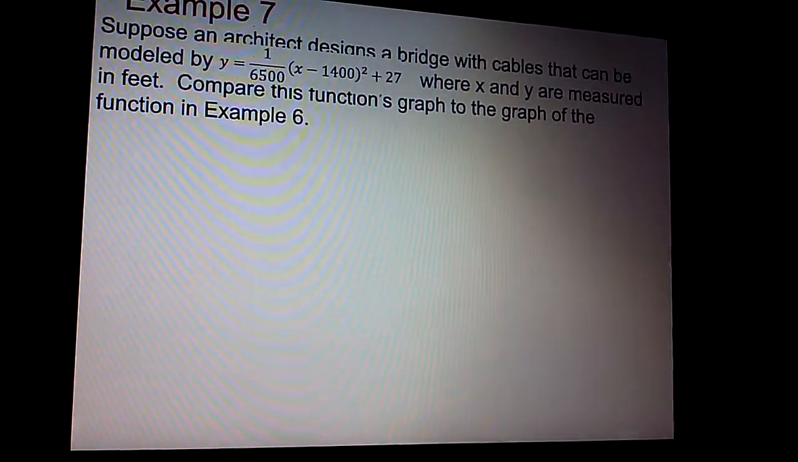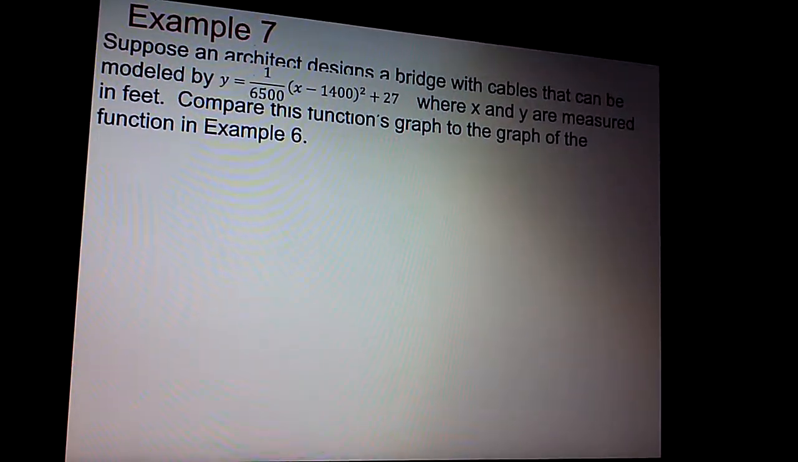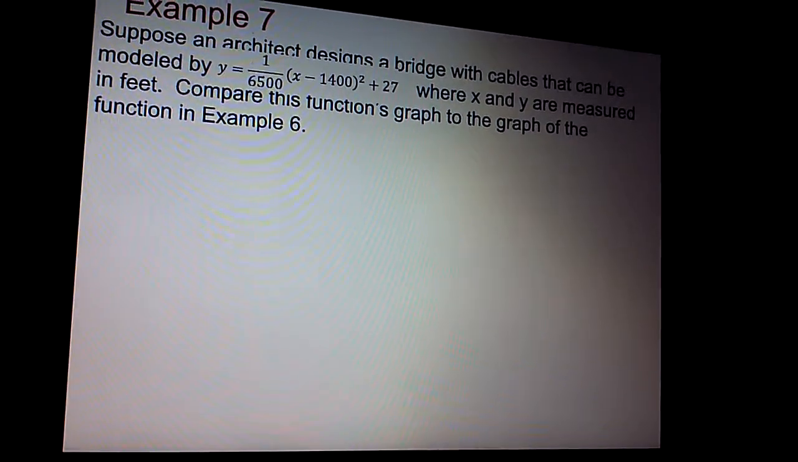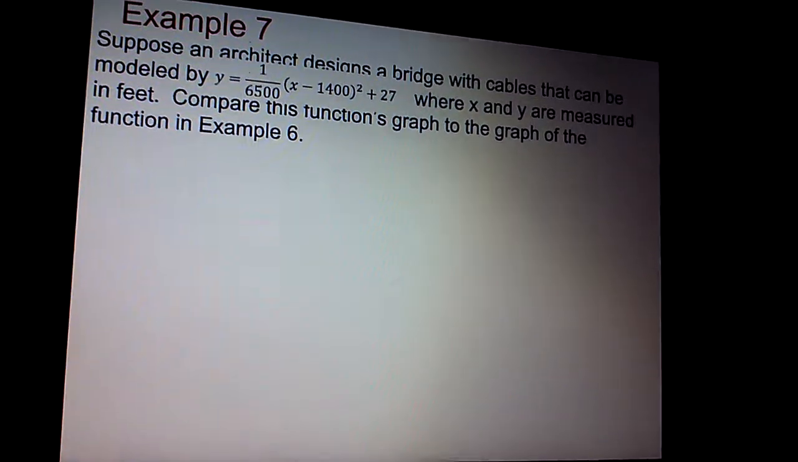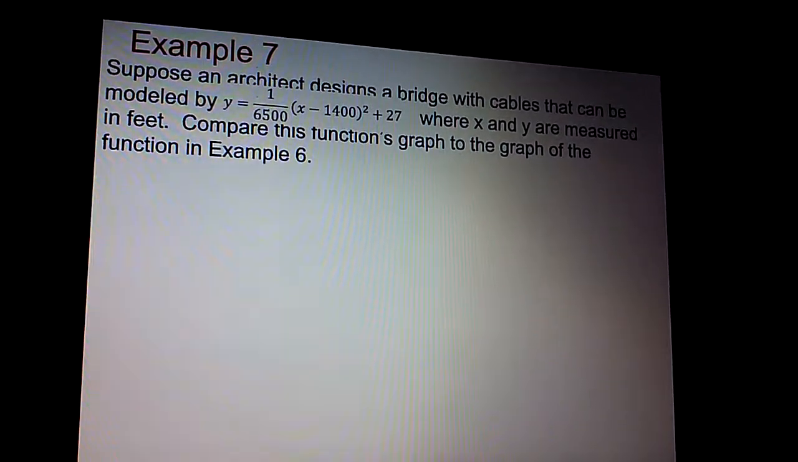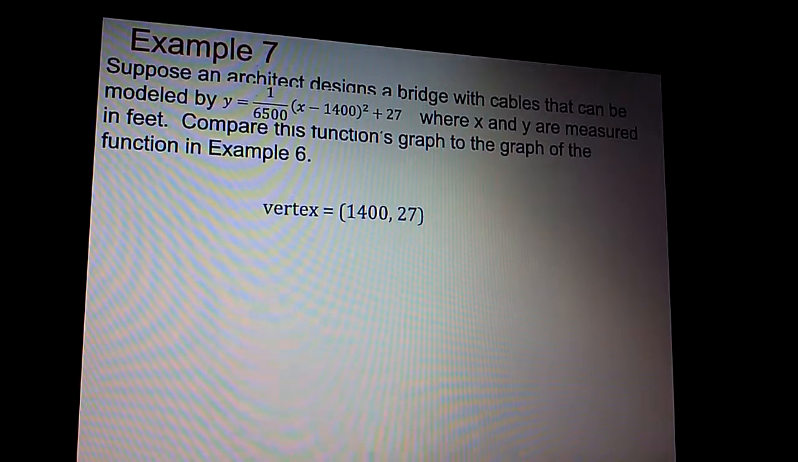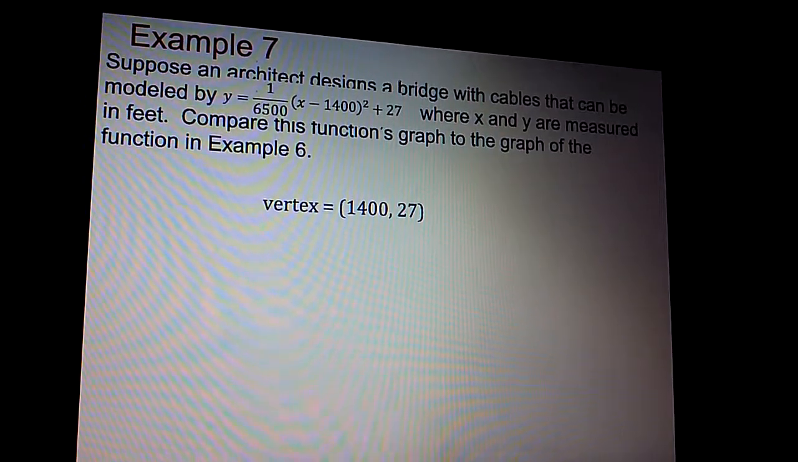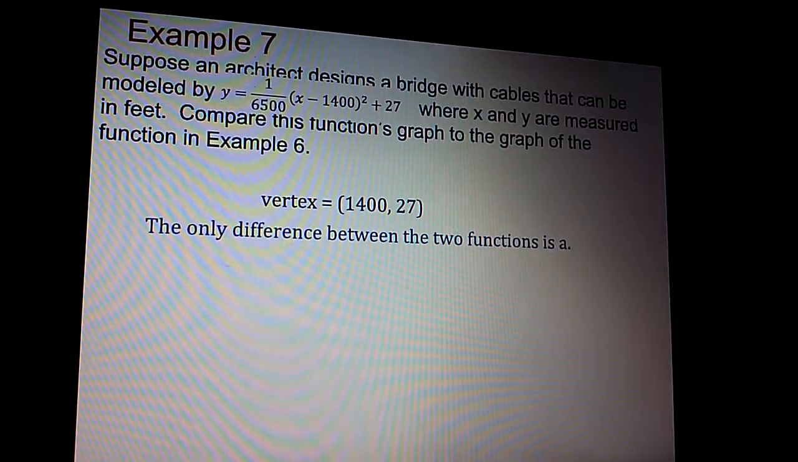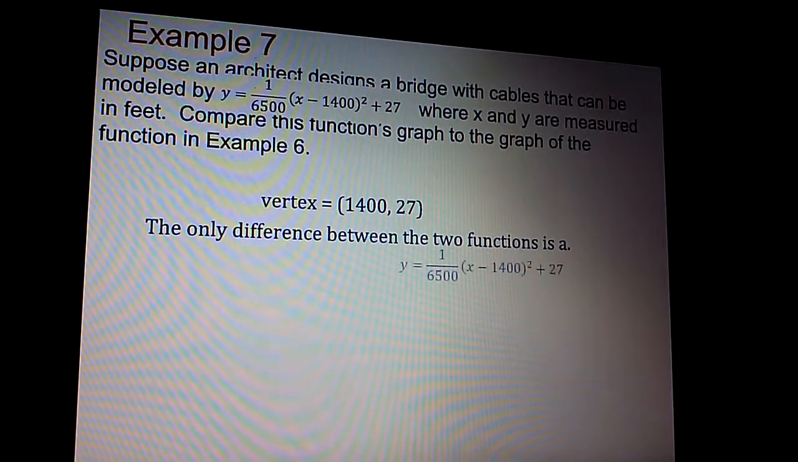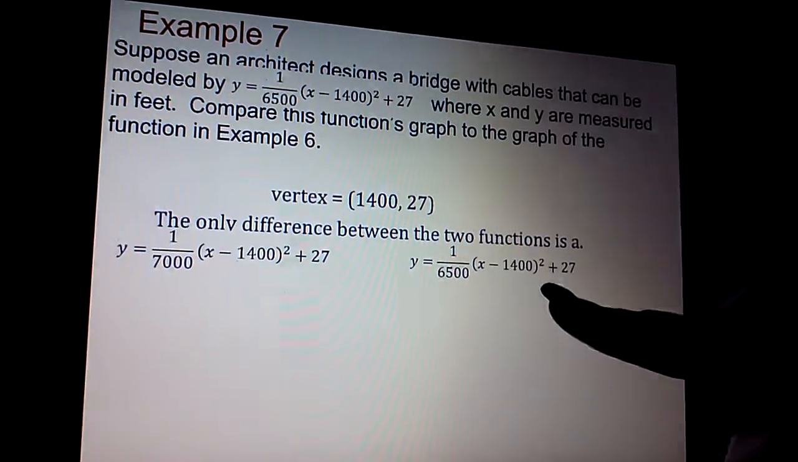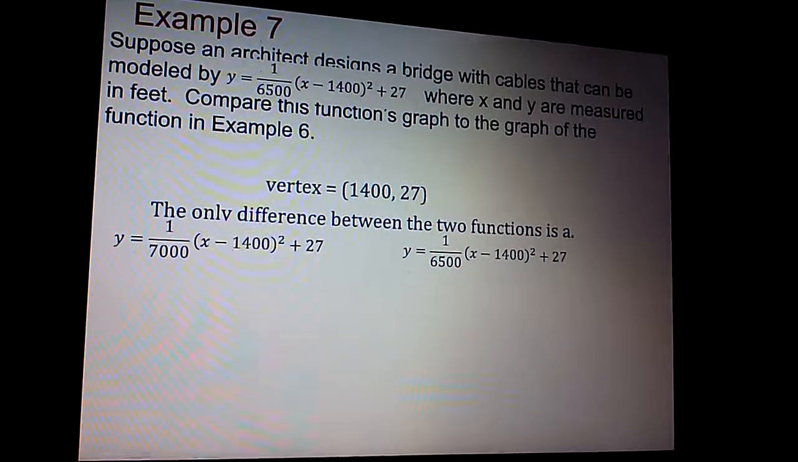Okay, example 7. Suppose an architect designs a bridge with cables that can be modeled by the given function, where x and y are measured in feet. Compare this function's graph to the graph of the function in example 6. Now, this is also vertex form, and its vertex is also 1400, 27. So the vertexes are the same. The only thing that's different is the a. This is the equation from example 6. This is the equation from example 7.